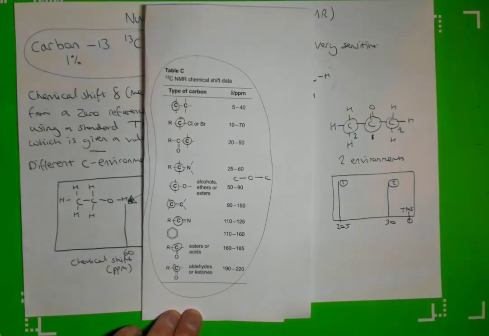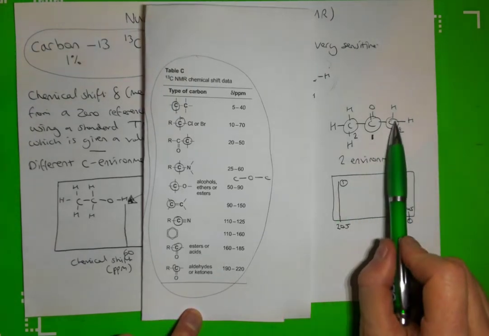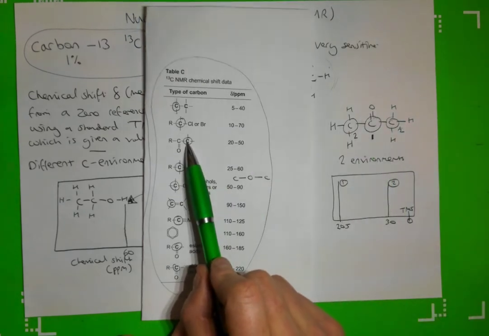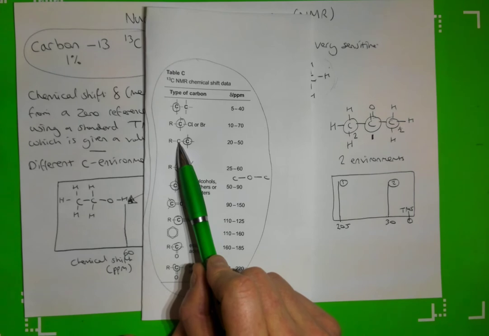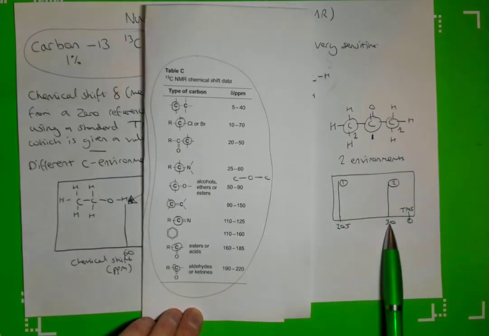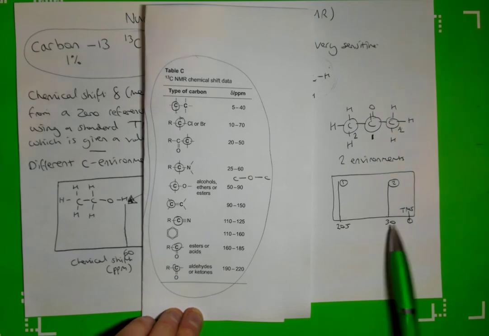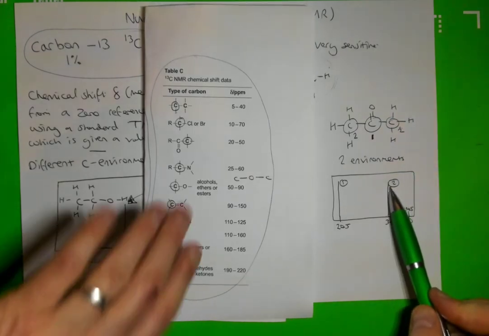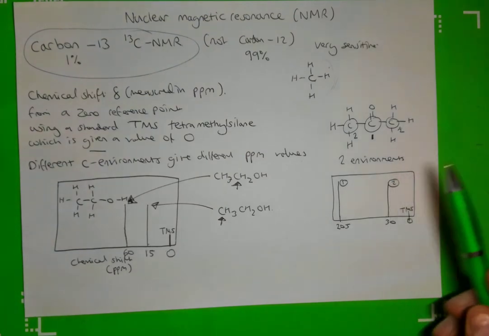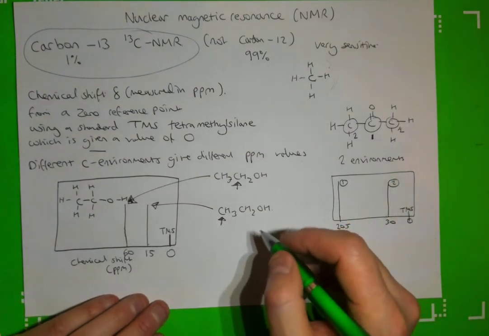Let's just check that. So we're looking for a carbon next to a carbonyl-carbon. So that's this one here, a carbon next to a carbonyl-carbon, which must be between 20 and 50, and it's 30. So that's environment number 2. Let's do one more here. So let's have a look at the structure of propanone.